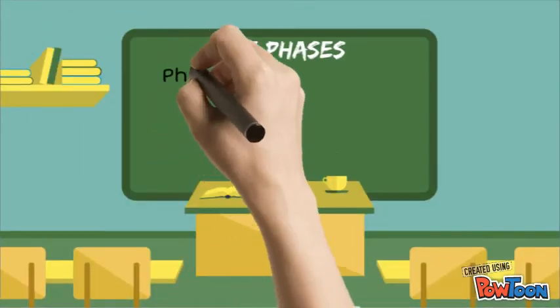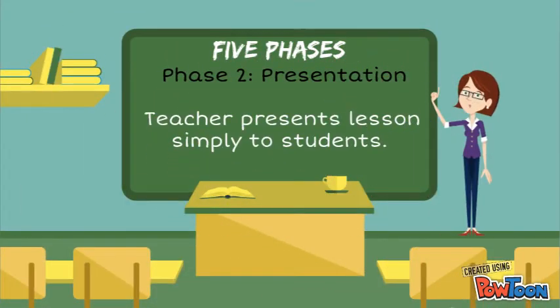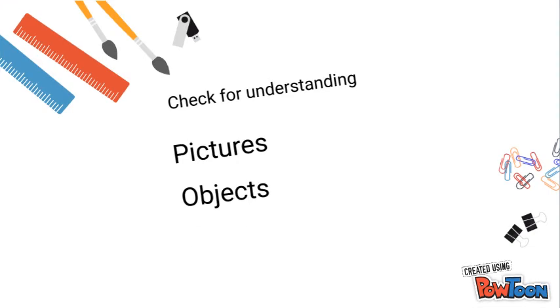In Phase 2, the teacher presents the information and supports it using visual, hands-on materials and uncomplicated language. During the second phase of CALLA, the teacher checks for understanding. The teacher makes new information meaningful for CLD students by using pictures, objects, and demonstrations.